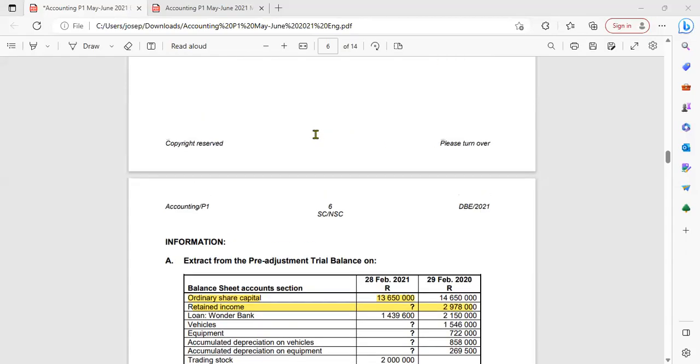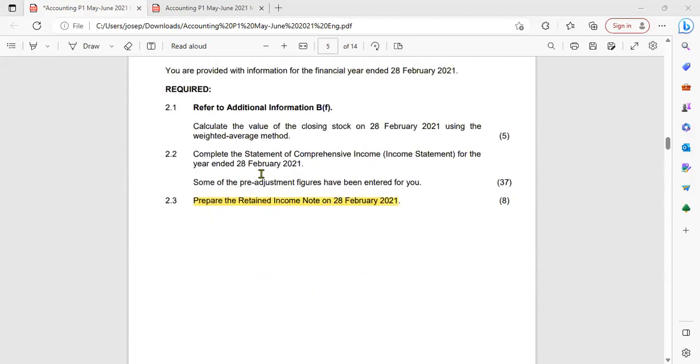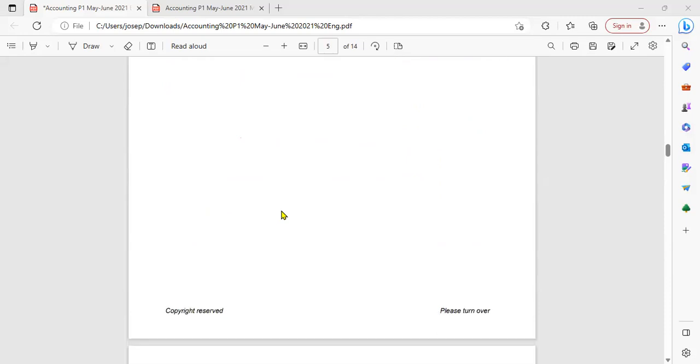Today we are going to focus on retained income. The question paper that I'm holding only has a retained income note. Because this one does not have an ordinary share capital note, we are not going to be able to prepare ordinary share capital. So I'm going to go through the question paper.